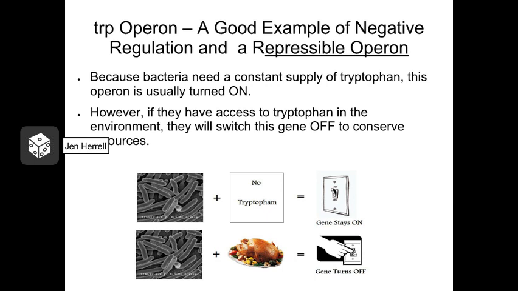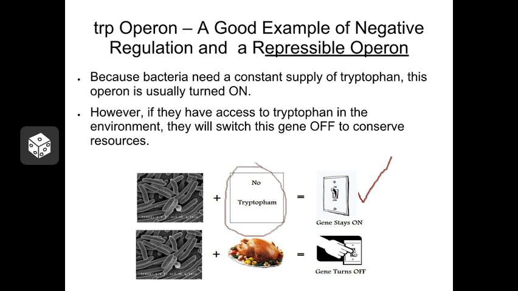Next, let's discuss how bacteria can control this operon. Now, most of the time, tryptophan isn't readily available in the diet. Since there's no tryptophan available, the cells need to make it, and so that gene, that operon, will be turned on most of the time.